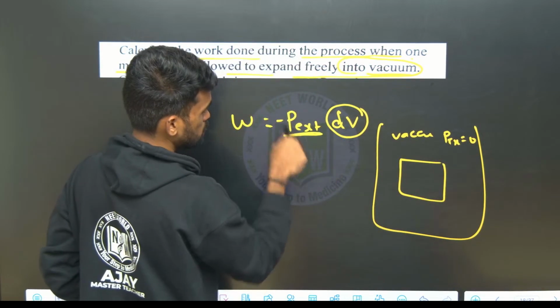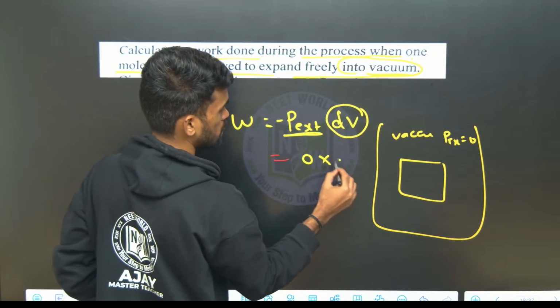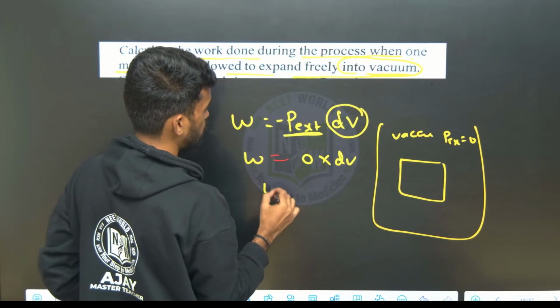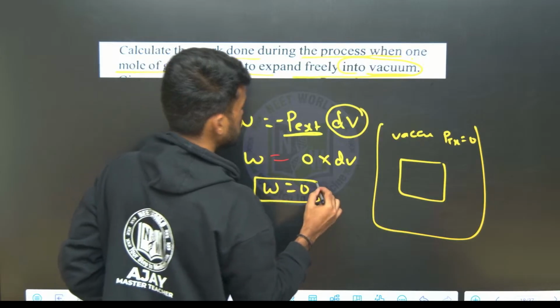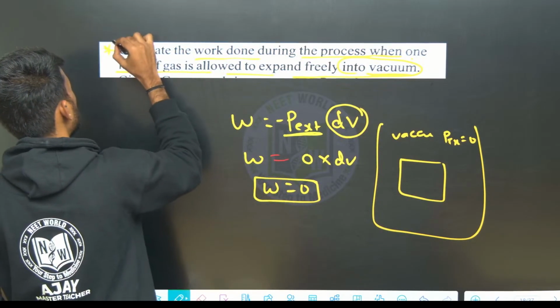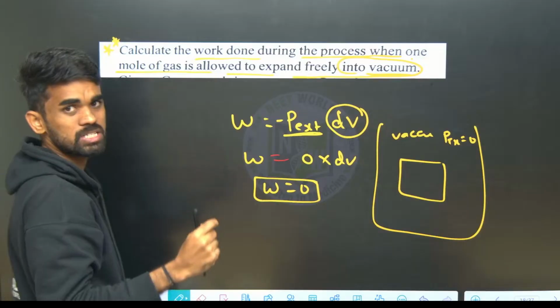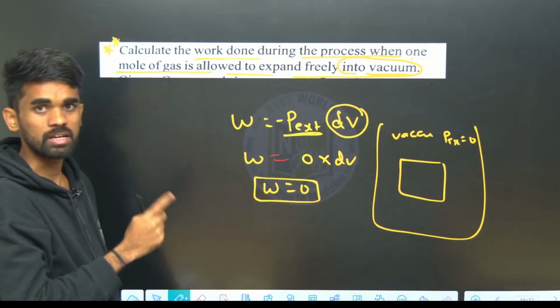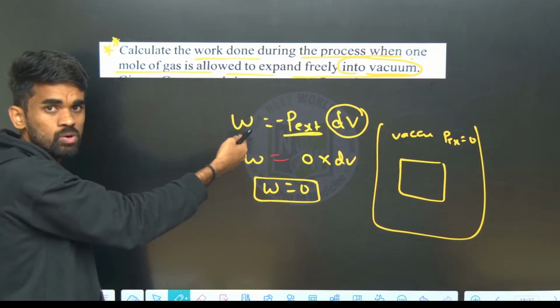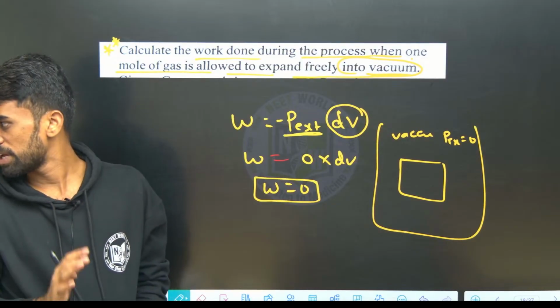If this P external is 0, 0 into something will be 0. So work done will be 0 in this case. These are very logical, just basic understanding. They may check by giving the two questions which I am showing here now and the previous question. Very easy these are.